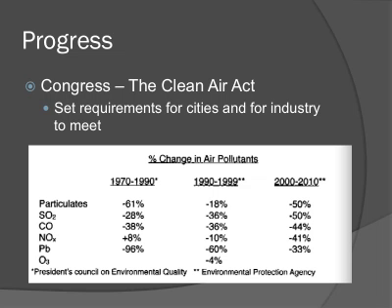So basically, we need to be making progress. Congress has enacted the Clean Air Act, and basically it has set requirements for cities and industries to meet. And you have noticed that over time, we are going down. These percentages are how much decrease we've seen. Between 1970 and 1990, we saw a decrease of 61%. That's pretty good. As long as all of these numbers are continuing to be negative, good. As long as they don't start to rise, that's when it would be bad.